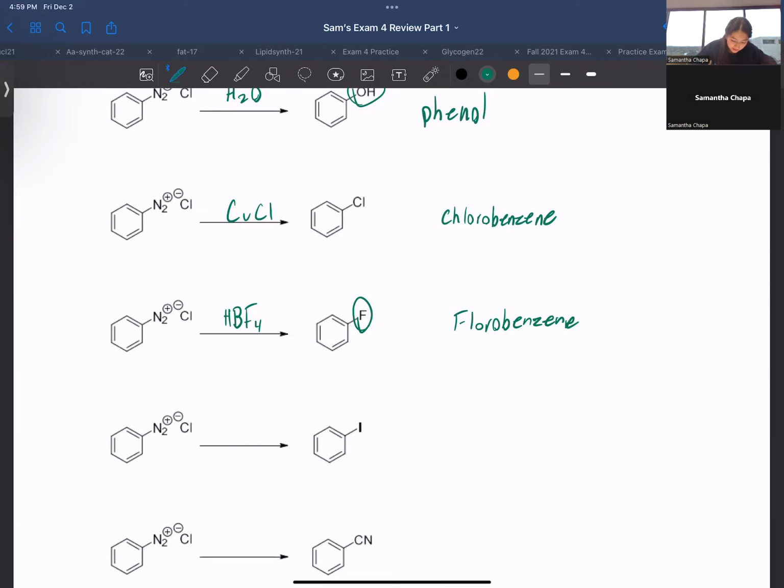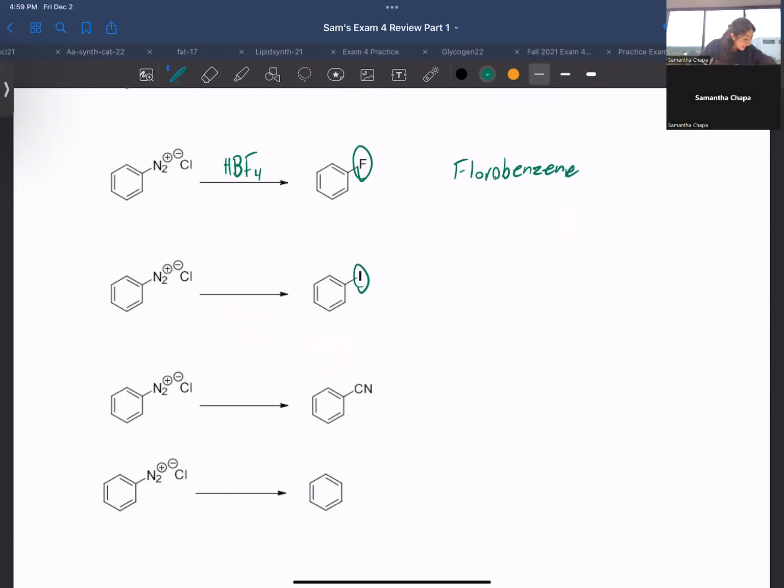Okay. This is the last one. You're adding iodine. Iodide. And I'm going to be using NaI, or you can also use potassium iodide. Sodium iodide or potassium iodide. And you're going to make benzonitrile. Oh, I got confused. Okay. Hold on. You're using this to add the iodine. You're going to make iodobenzene.